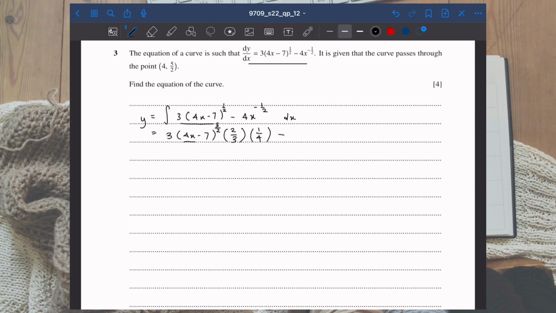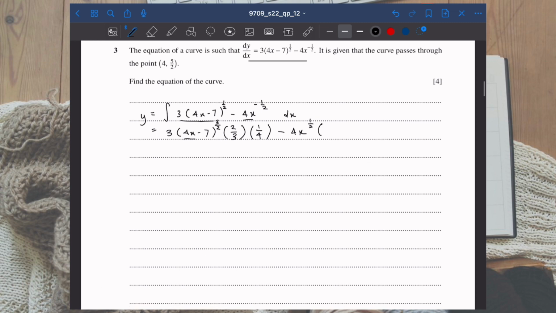And then minus, so integrating this term, we'll get 4x to the power of half, 1 over 2 plus 1 is 3 over 2. Then divide by the power, we get 1 over 2. 1 divided by 1 over 2, we'll get 2. And then a plus c, as we don't have any limits.